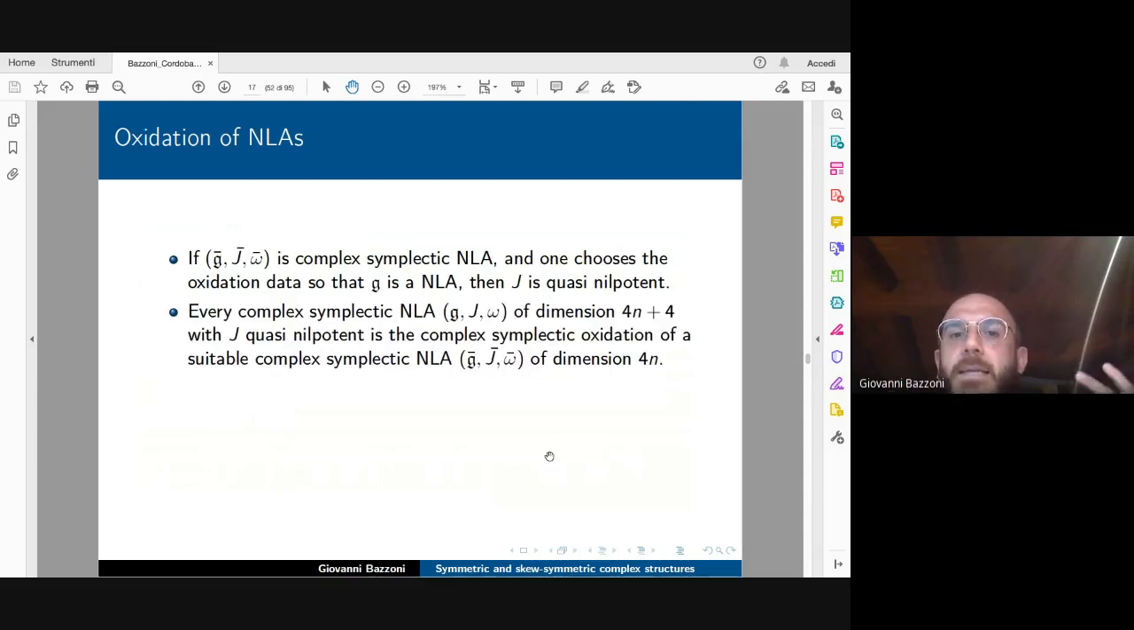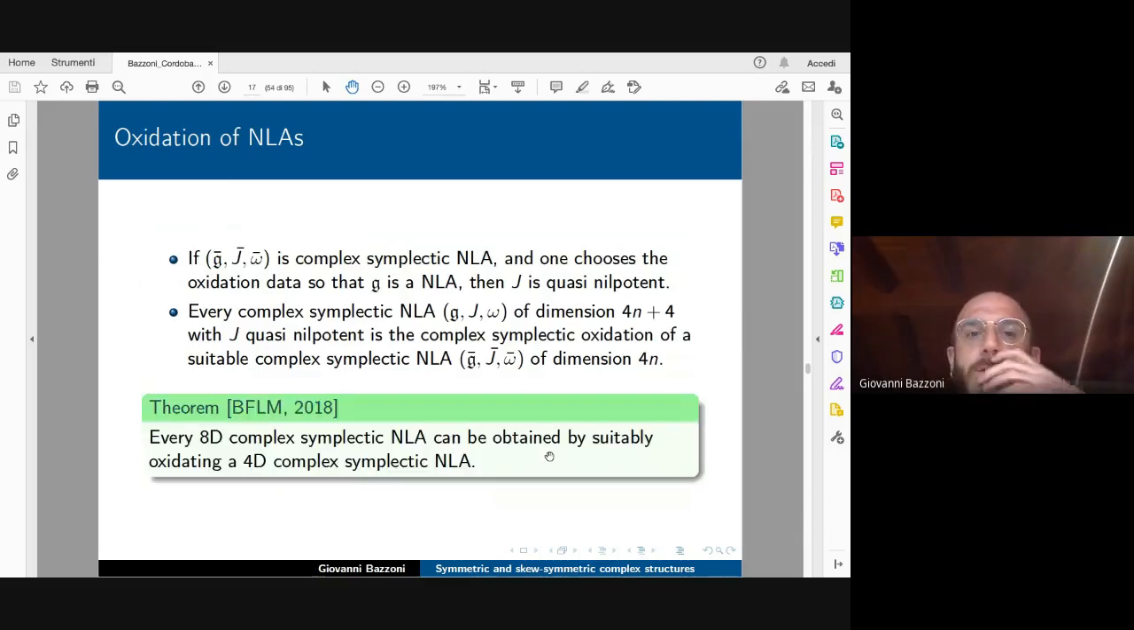Okay, and it is also a fact that every complex symplectic nilpotent Lie algebra of dimension n+4, where J is quasi-nilpotent, is actually the complex symplectic oxidation of a suitable complex symplectic nilpotent Lie algebra of dimension 4 less.